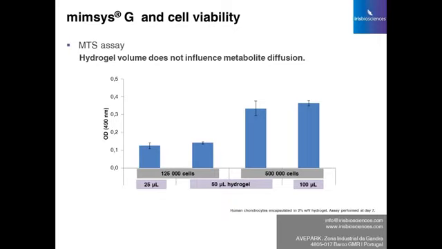Here we also have an example of when we have the same amount of cells in the hydrogel but in different volumes, so in different densities. We also see that the absorbance that we read is very similar despite the volume in which the cells are in. So we can state, once again, that the volume of the hydrogel doesn't influence the metabolite diffusion.